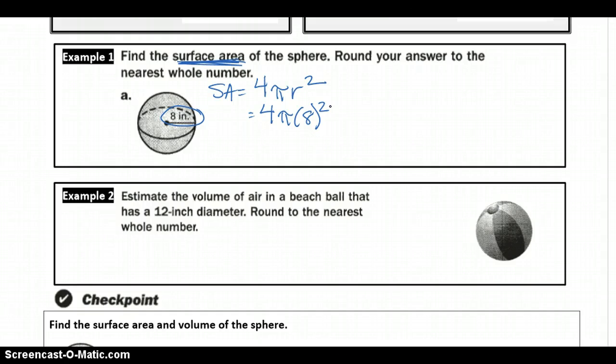Remember, 8 squared is 64, so 4 times pi times 64 gives me 803.8. I'm going to round that up to 804. And my units for surface area are inches squared.